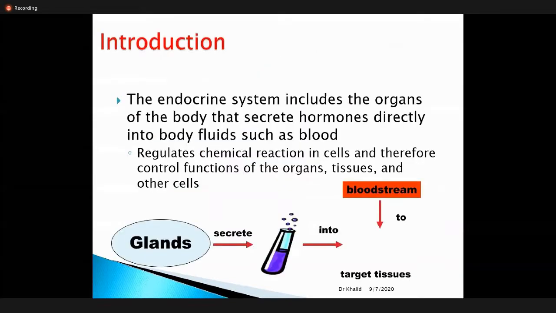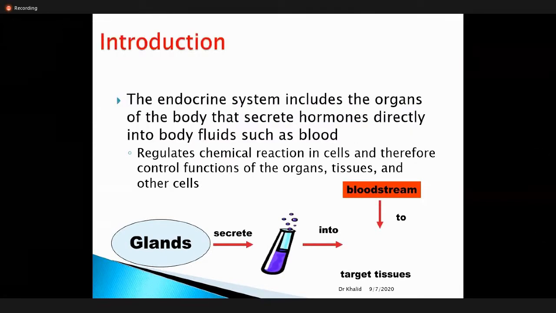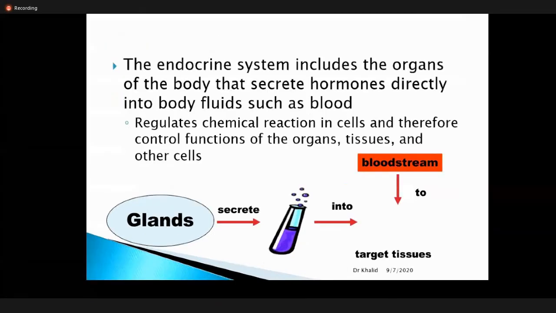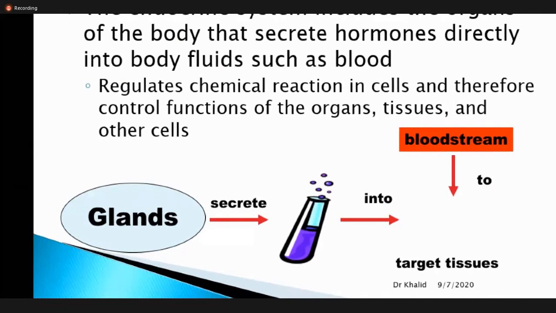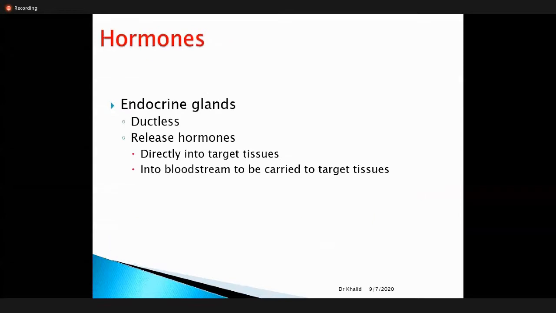Now the introduction. The endocrine system consists of organs of the body that secrete hormones directly into the body fluid, such as blood. That regulates the chemical reactions in the cell and therefore controls the functions of the organs, tissues, and other cells. Here you can see in this picture, the gland is releasing the hormone, and then it enters the bloodstream and acts upon the target tissue. Endocrine glands are actually ductless glands, and they release the hormone directly into the bloodstream.